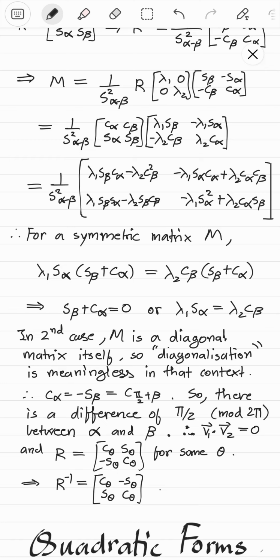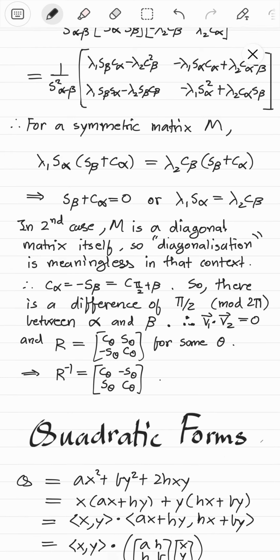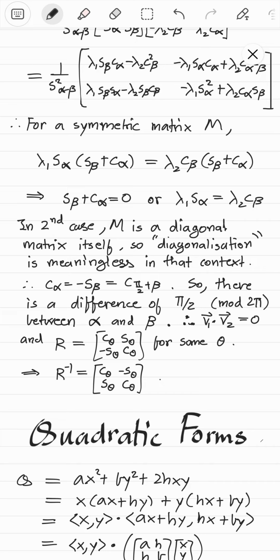So that is when sine beta plus cosine alpha equals 0, and then with a bit of manipulation you can see that alpha and beta should have a difference of pi upon 2 modulo 2 pi. So for example, if alpha is 0, your beta can be pi upon 2, negative pi upon 2, pi upon 2 plus 2 pi, pi upon 2 minus 2 pi, whatever, right? But the vectors should have an angle pi upon 2 between them, right? That's what I should have written, but whatever.